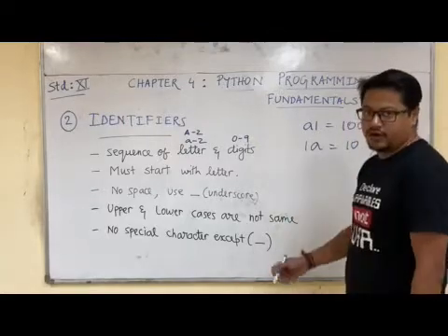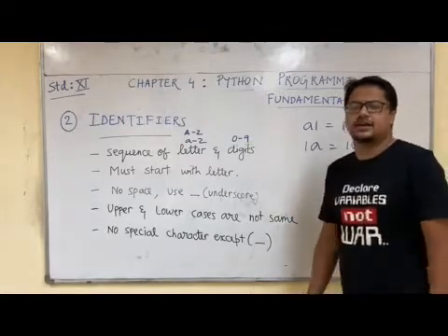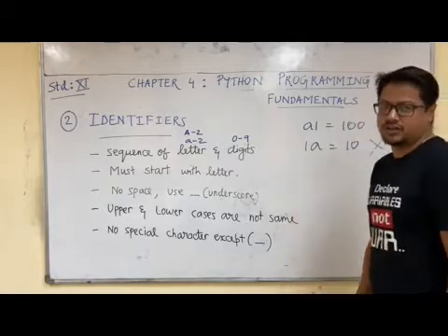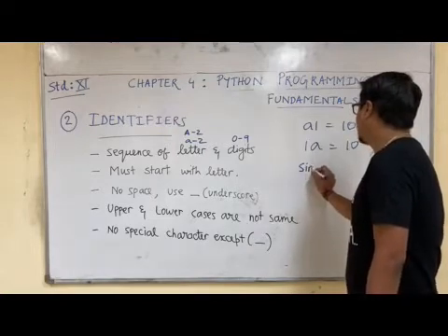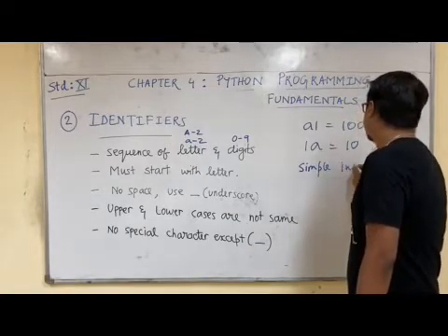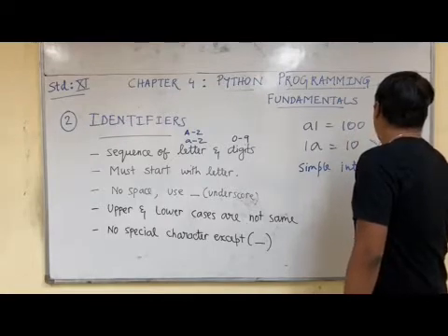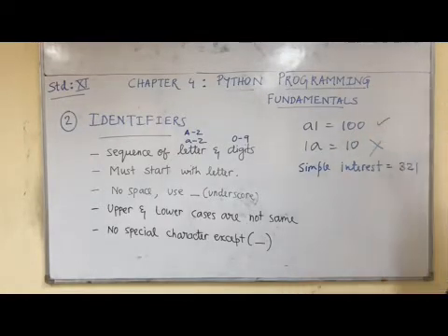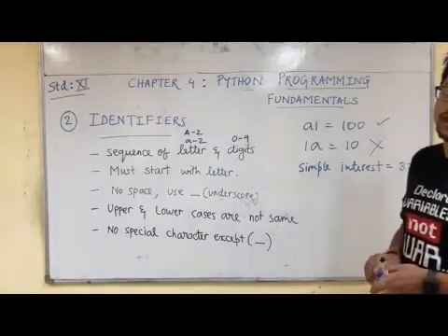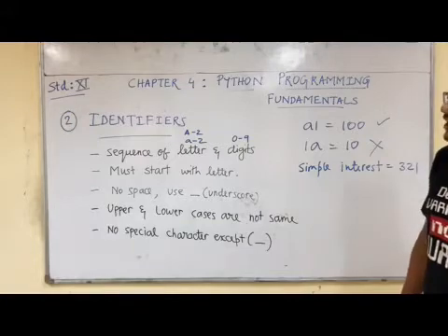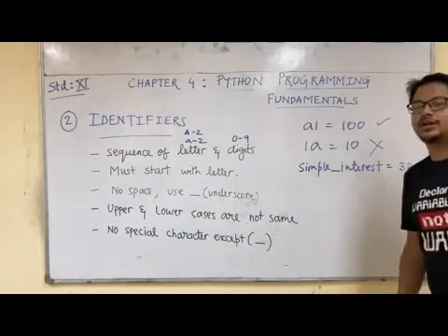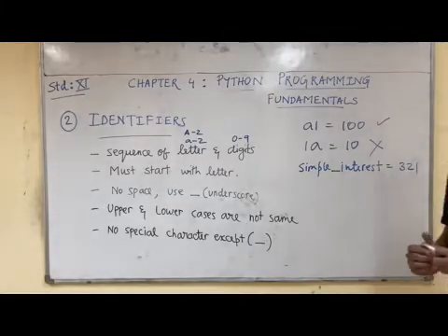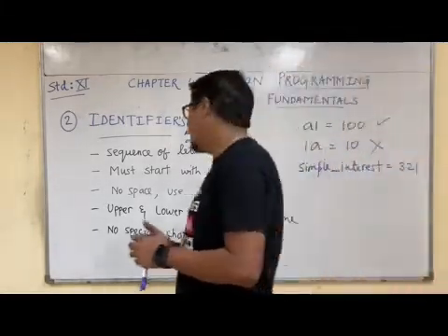Now many of you were doing it like this. You remember in 10th standard you found out simple and compound interest. So many of you were using the variable name simple interest equal to 3 to 1. This is wrong, because space is not allowed. If you want to use a variable name like this, the only special character that is allowed for an identifier is underscore. You can write simple underscore interest. Do not use a space in between. Python will give you an error.